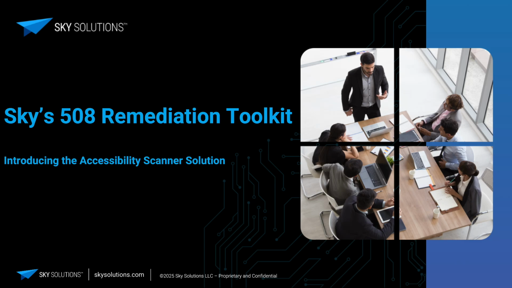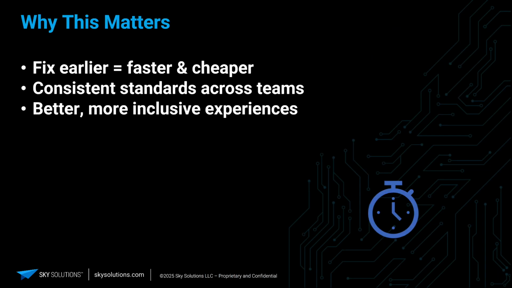Today, I'll demonstrate Sky Solutions' Accessibility Scanner solution, part of our broader 508 remediation toolkit. This capability integrates directly into development pipelines, scanning pages for accessibility issues, automatically gating risky releases, and providing clear visibility across all environments. Fixing accessibility early is faster, cheaper, and better for our users. With a simple process, every team follows the same standard, and we avoid last-minute surprises.